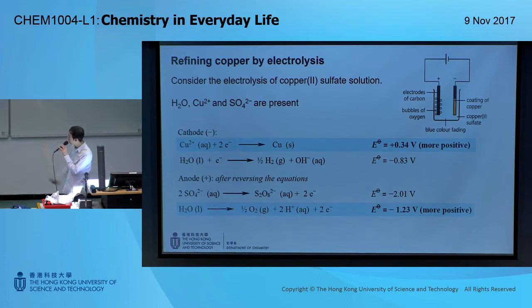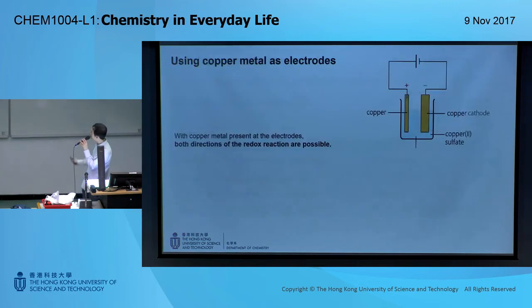We understand this already. Now, how do you refine copper? Well, to do that, we need to make a change. What we have to do is just change the electrodes from carbon rods into pieces of copper. So here we're going to change both sides into copper metal, and see what happens.